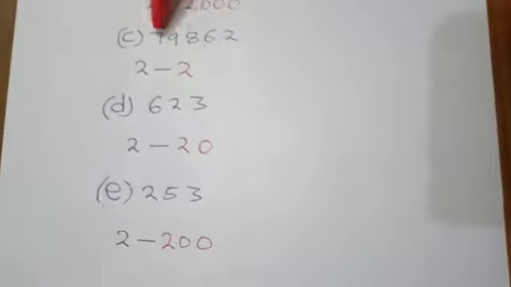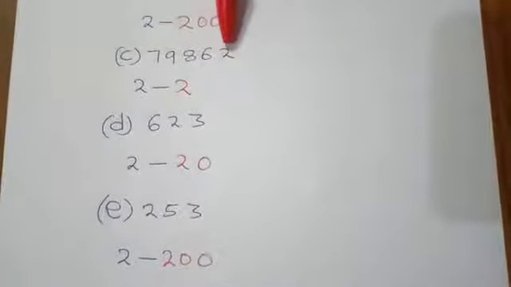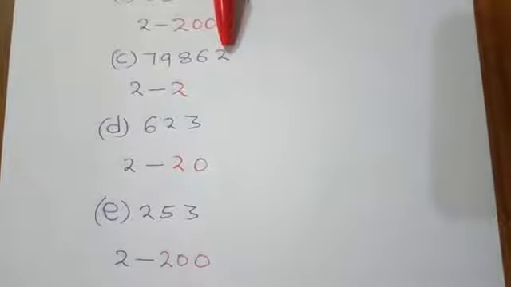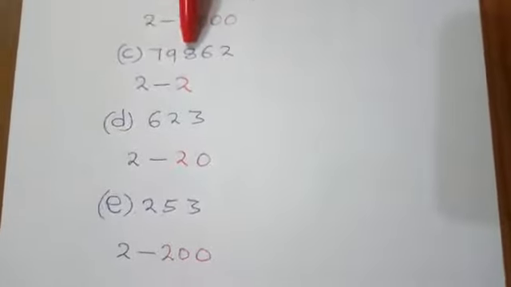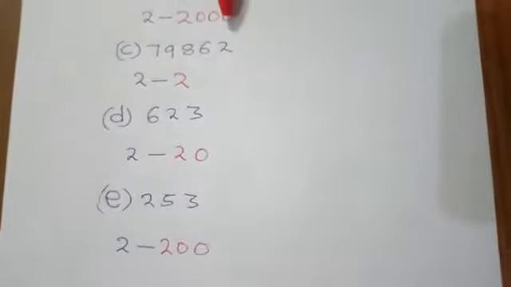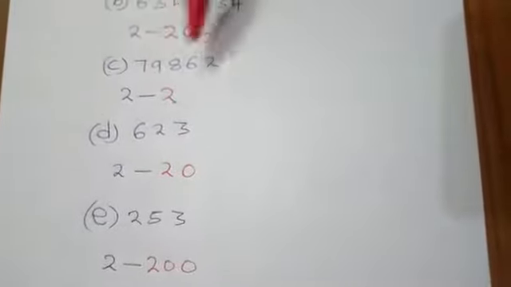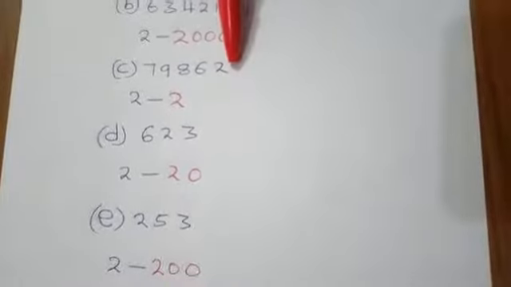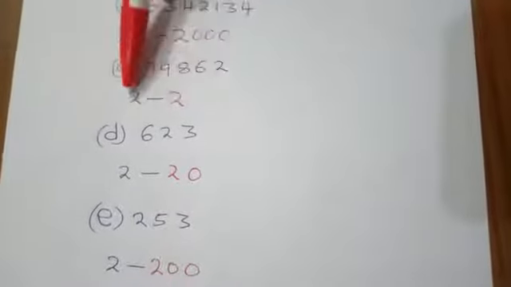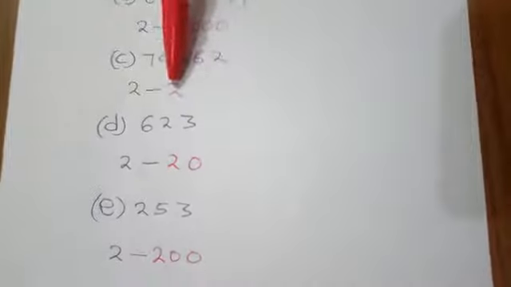Our next example, you can see, 2 is the last digit in this number. So the first thing, write it down. Then count the numbers after 2. There is none. So the total value of 2 in this number is 2.